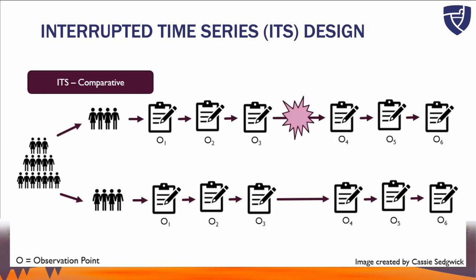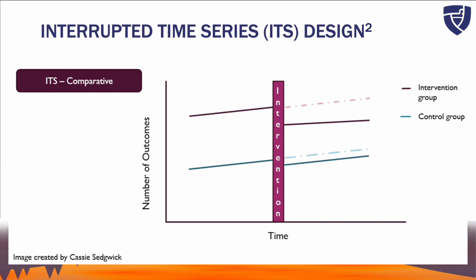Interrupted time series can also include a comparator group that did not receive the intervention. Though as previously described, these groups are not randomized. Generally, the clinicians or participants choose whether or not they receive the intervention.